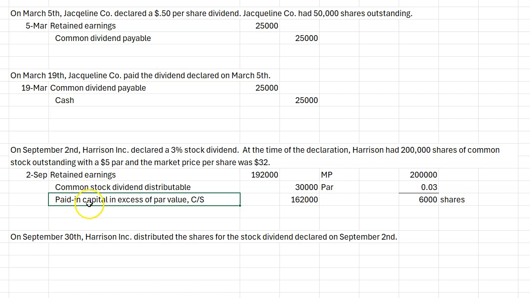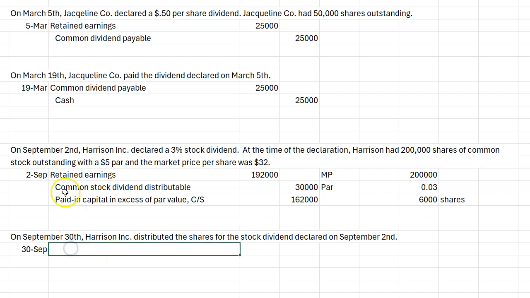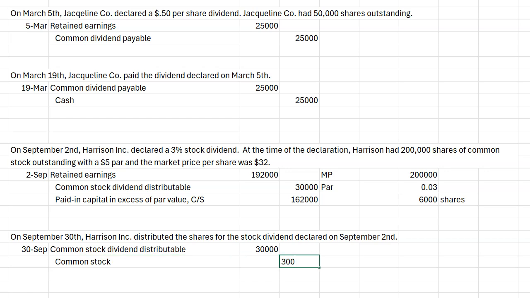So it's kind of like before when you learned about issuing stock. We would have common stock, then we'd have the paid-in capital that was in excess of the par value. Now, the reason why we have it laid out like this is because later on September 30th, when the company is going to distribute those shares, we are going to take our common stock dividend distributable and distribute it. So here on the date of distribution, let's decrease common stock dividend distributable to show that they are no longer distributable since we're distributing them. And then we will credit common stock for the same amount.